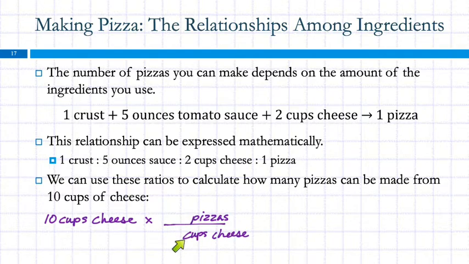And I need the relationship between the number of pizzas and the number of cups of cheese. I get that from this recipe, or the balanced chemical equation. I need 2 cups of cheese for 1 pizza. It's a relationship. I get 1 pizza for every 2 cups of cheese that I use. Everybody okay with that?